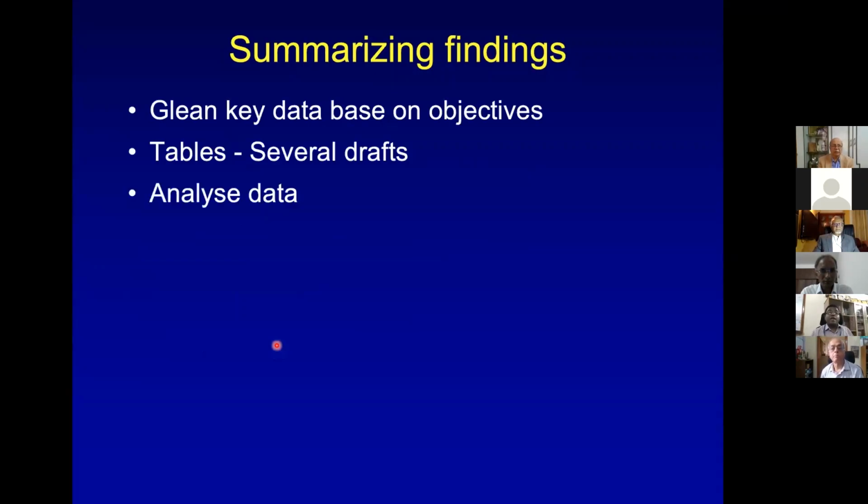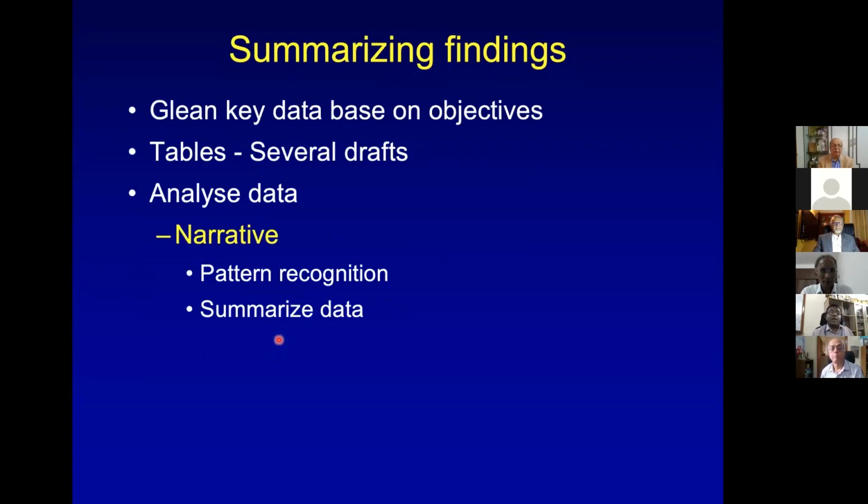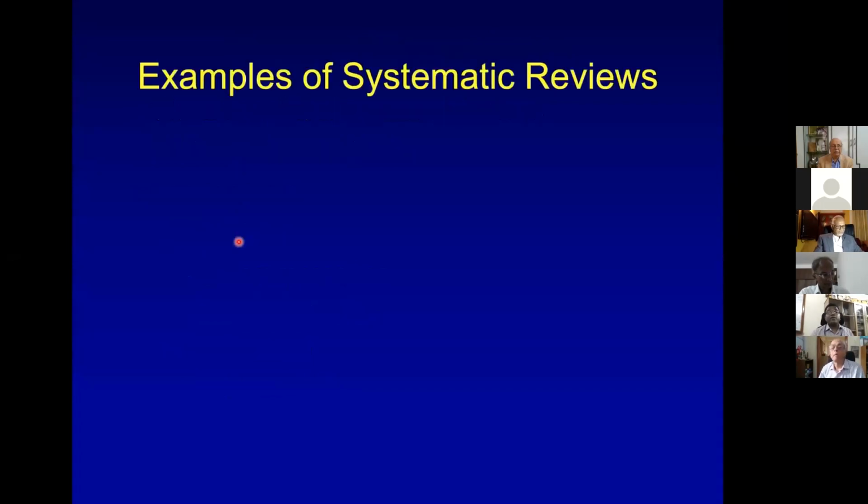Then we analyze this. How do we analyze this data? We can narratively analyze it by recognizing patterns. Oh, there are more older people here, there are more men here, more women here, this quality is not so good. So the human mind is pretty good at pattern recognition, right? And then we can summarize that data to some extent. However, this stops at a narrative analysis. The next step is to undertake a quantitative analysis, and that is what a meta-analysis is. And I will tell you, the rest of the talk is about meta-analysis and the forest plot that comes.